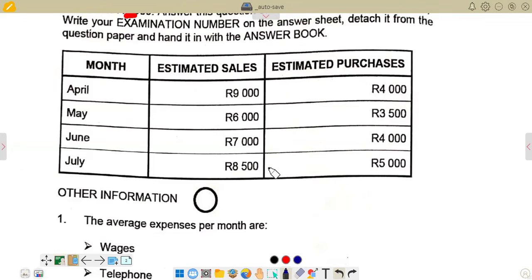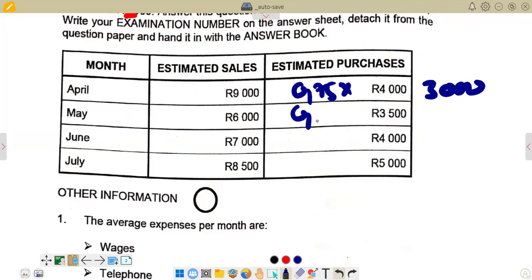So remember, for cash purchases, we said the 75% after we've subtracted 25% from 100%. So we are going to use 0.75. For cash purchases, we are saying 0.75, then we multiply by 4,000, and we try to see what we get. 0.75 times 4,000, we are going to get 3,000. So here we have 3,000 for April.